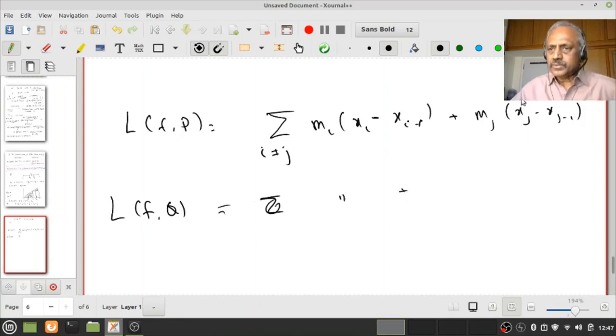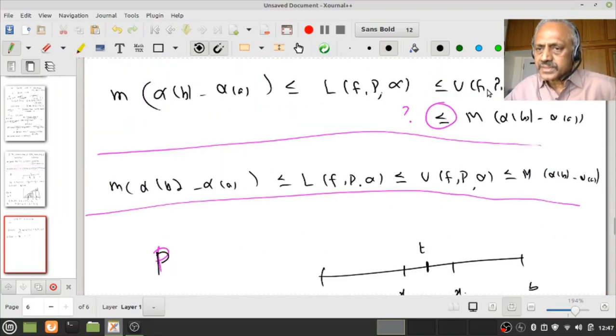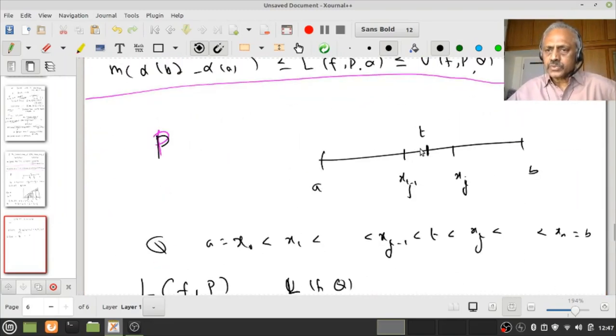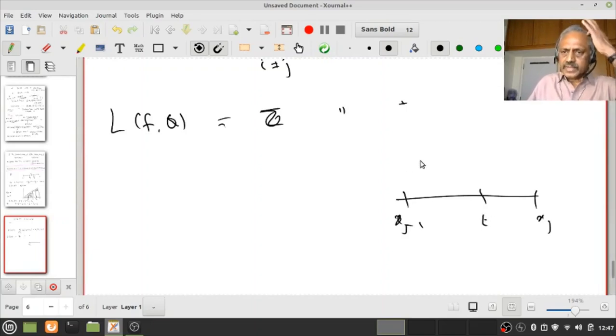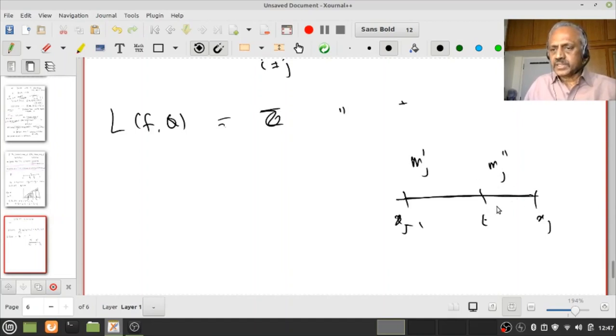But when I come to j, now I have to write in two pieces: x_{j-1} to t, and t to x_j. Do you understand this? This is my x_{j-1}, this is my x_j, this is my t. So let us look at m_j dash and m_j double dash. What is m_j dash? This is the GLB of the function on the interval x_{j-1} to t. What is m_j double dash? That is the GLB of the function on the interval t to x_j.